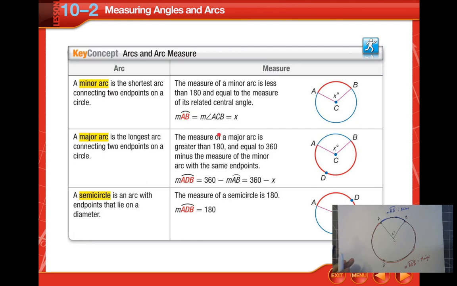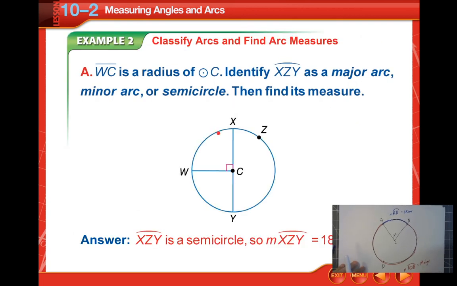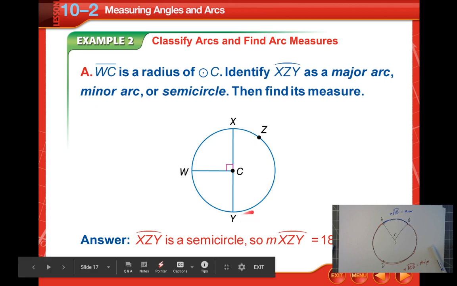So moving on. We have this right here. WC is a radius of C, right? Because I can see one. Identify X to Z to Y as a major or a minor arc. Just because there's three letters does not mean that it is a major arc. It is, in fact, a semicircle. It goes halfway around.